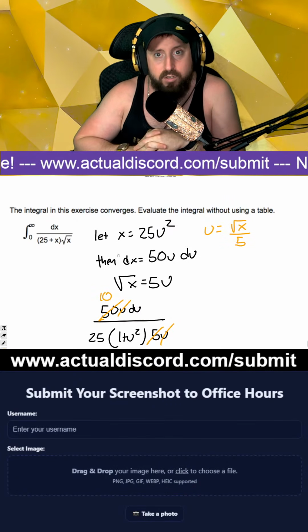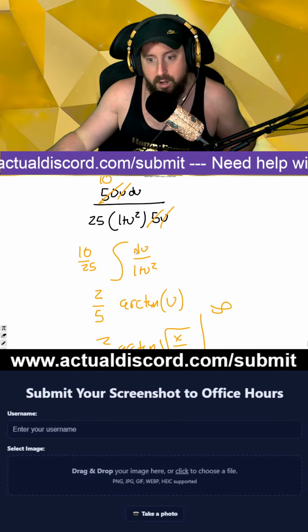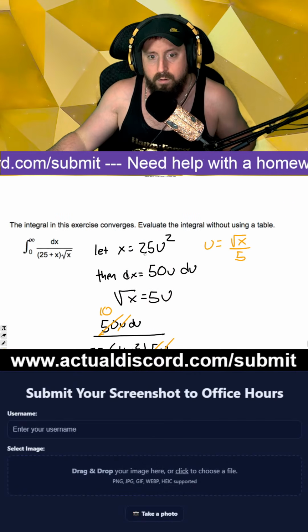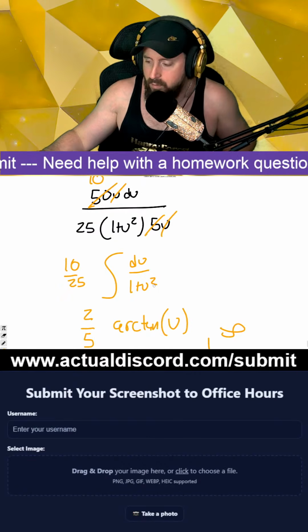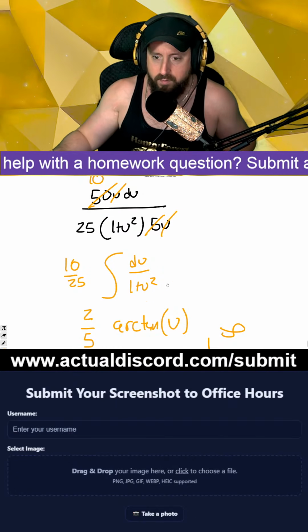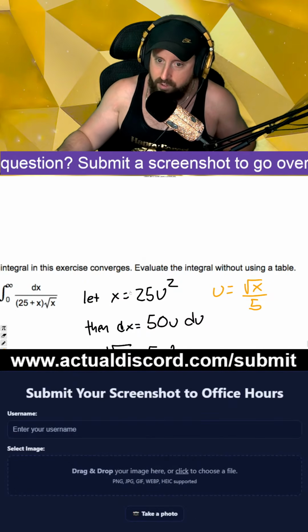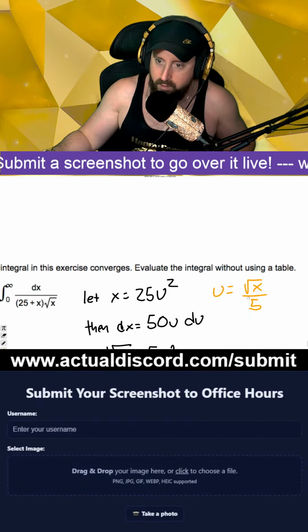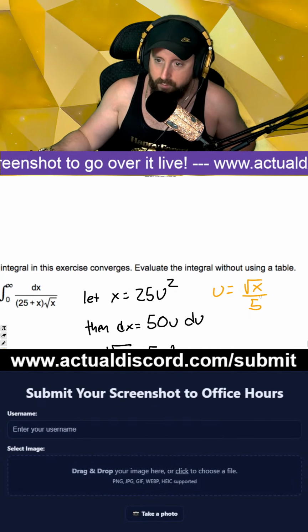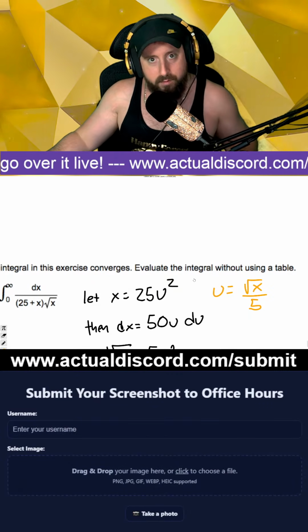IB4N says it should be only square root of 5 inside the inverse, or nah. No, because this integral right here is arctangent of u. But then from here, we said that x was equal to 25u squared. So if you move that under and then square root, you get u is equal to the square root of x over 5. Right answer?